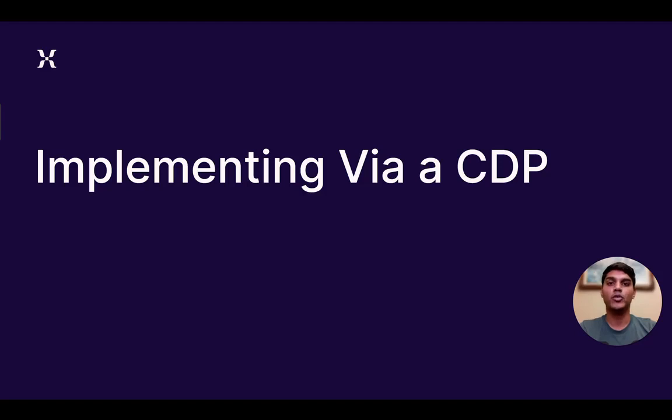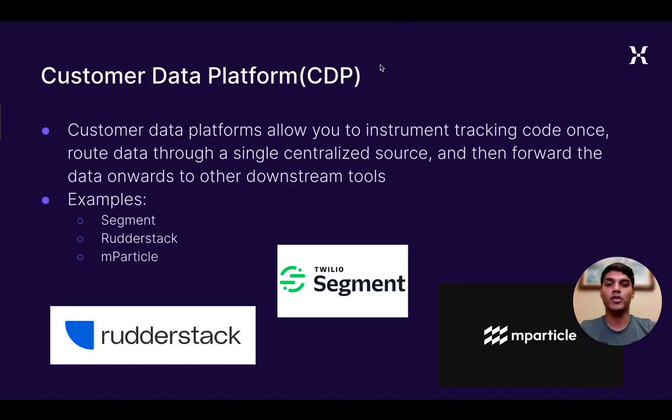In this video, we will discuss the options available to your team to implement via a CDP and the pros and cons of doing so. CDPs are customer data platforms that allow you to instrument tracking code once, route data through a single centralized source, and then forward the data onwards to other downstream tools. Examples of CDPs would be Segment, RudderStack, or mParticle, all of whom integrate with Mixpanel.